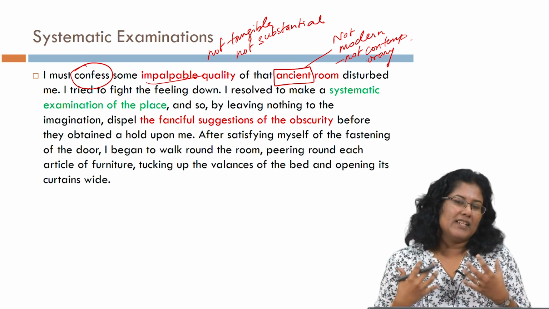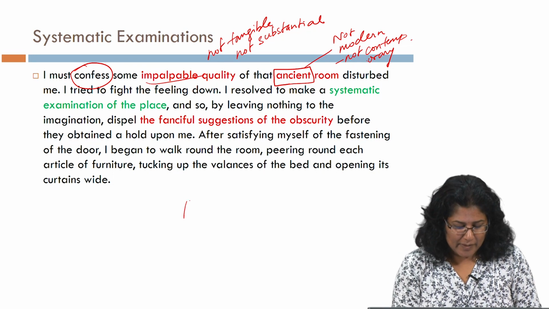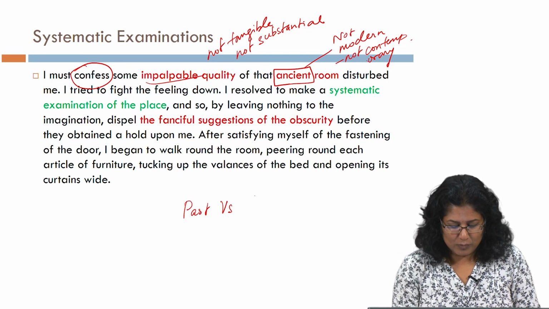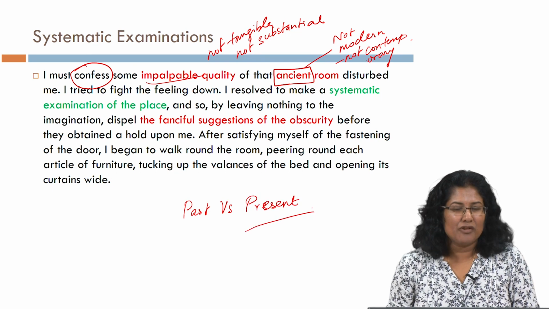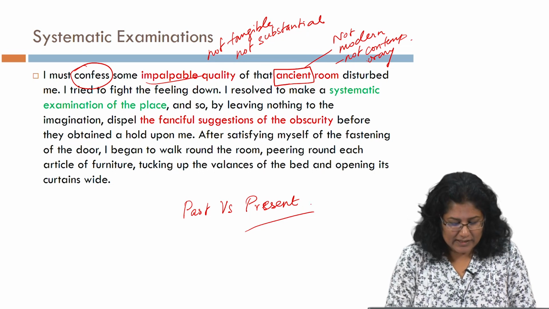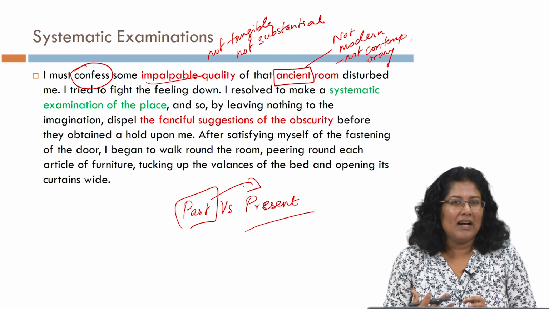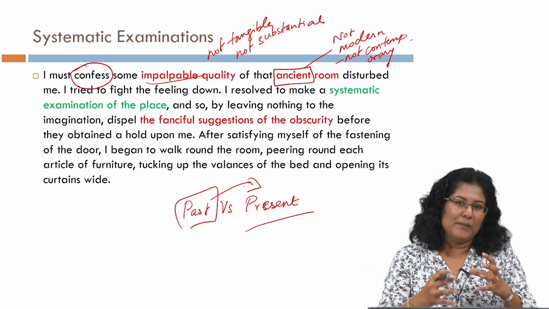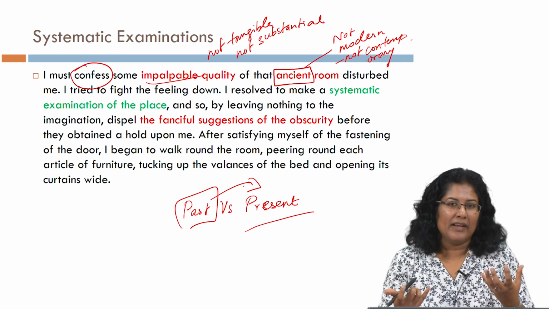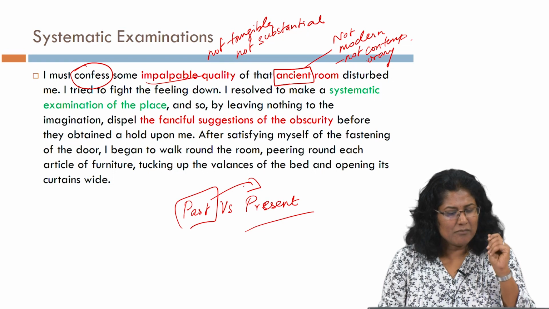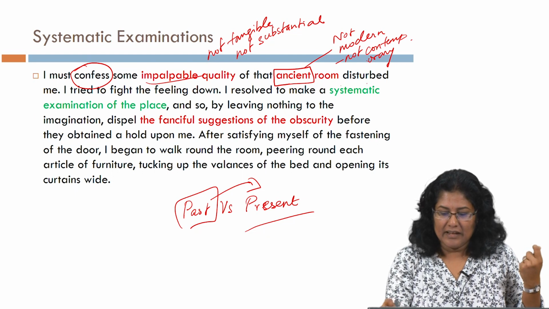So there is always in the Gothic narrative a contrast between the past and the present, the past versus the present. So in the present of late 19th century Britain, there is this room from the past, and that setting from the past is scaring him. So that's what is happening. He says that there's something insubstantial in that ancient room which disturbed him.